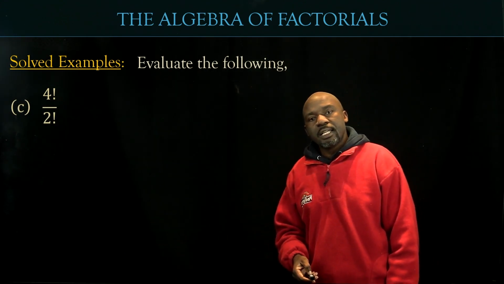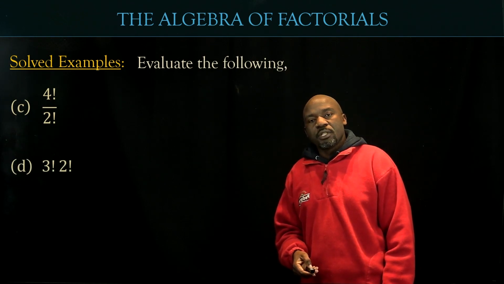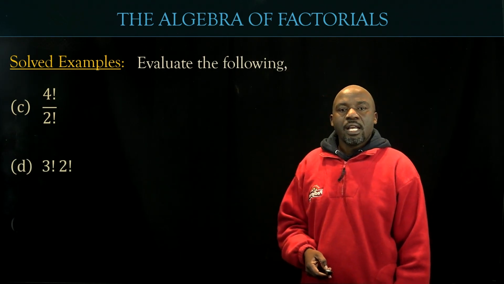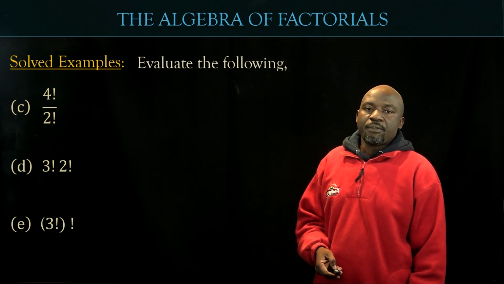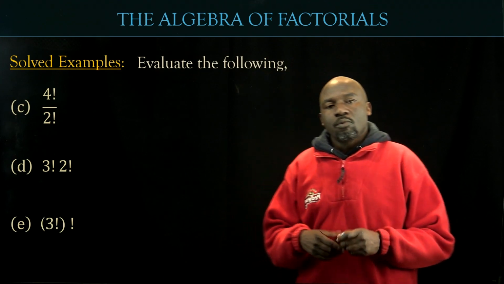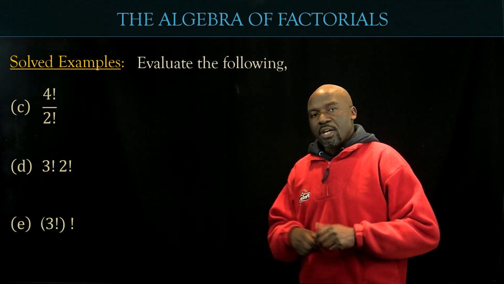Okay, so that is C. There is D there, which is 3 factorial times 2 factorial. And I think there's a last one there, which is 3 factorial altogether factorial. All right, so let's evaluate this. What's the value of this factorial?